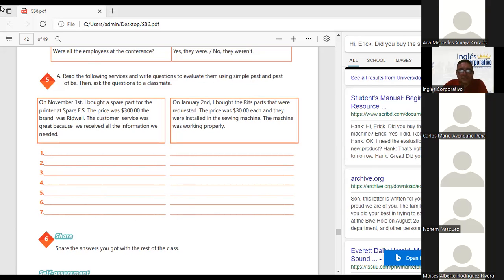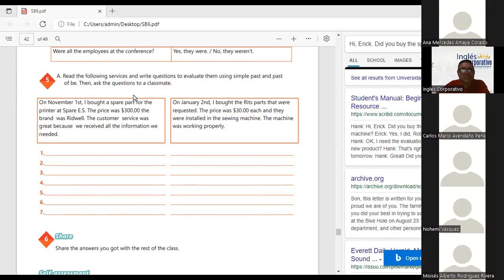How long did they take to send you the part? Very good, Carmen. How much did it cost? Very good. Just remember, at the beginning there is always a capital letter. Did you receive all the information that you needed? Very good.